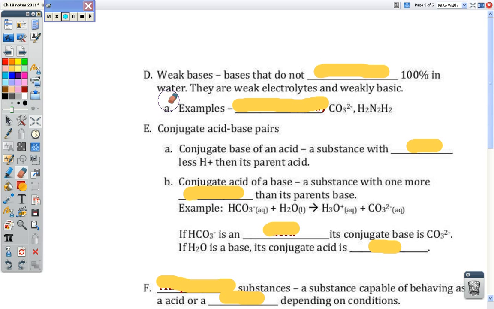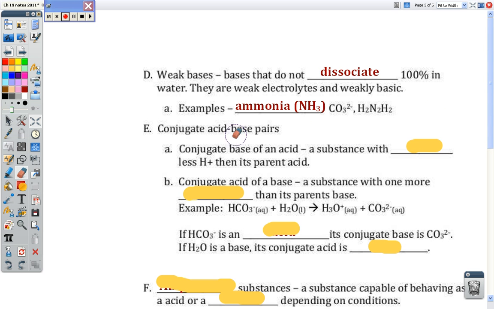Okay, we're back. So continuing on, we have weak bases. Weak bases are those that do not dissociate 100% in water, just like weak acids. They are weak electrolytes and weakly basic. For example, ammonia is a weak base because it cannot completely dissociate in water. It has nothing to dissociate, so what it does is rip water apart as a hydrogen ion acceptor, and that is where its basic activity comes from. So it can't possibly be that strong because there's nothing to dissociate.